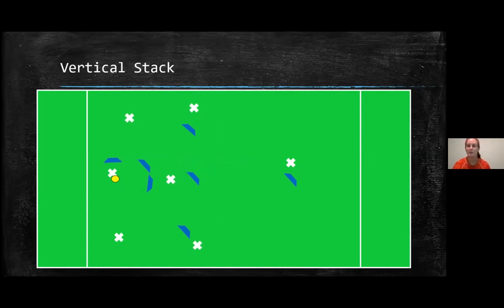If you're playing some sort of isolation or a side stack, it's going to be a bit more movement to get there. But for these, which are pretty common in league, it's easier to transition between them.